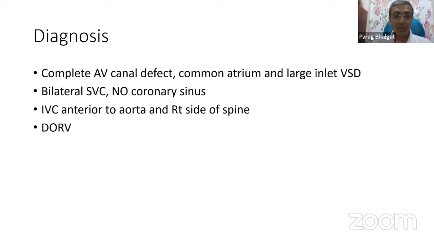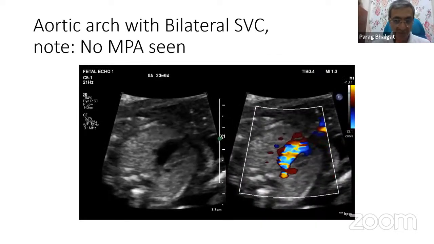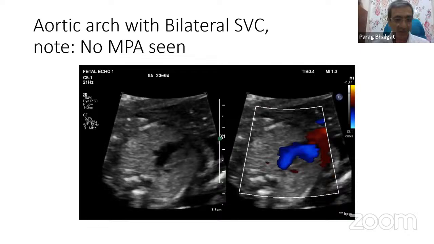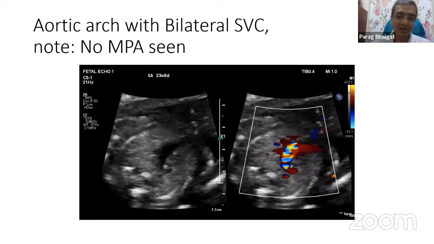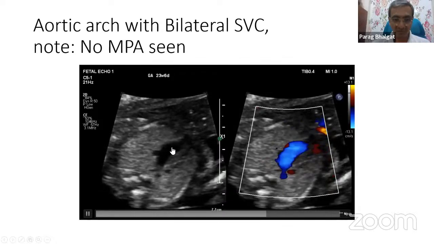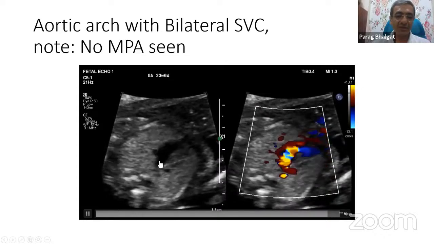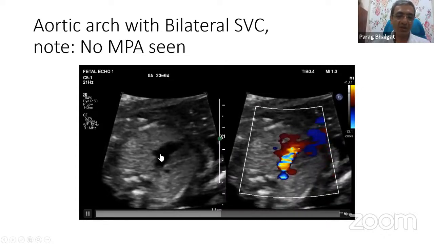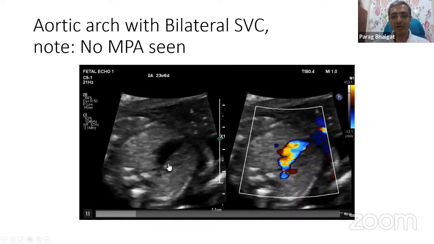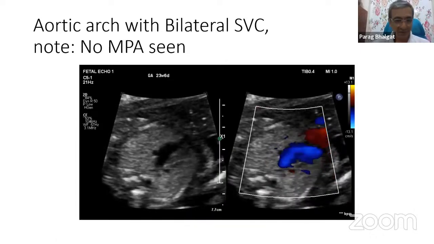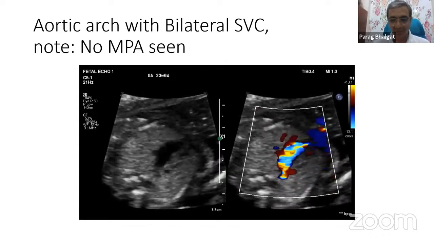So we are going to say complete AV canal with common atrium, large inlet VSD, bilateral SVC, no coronary sinus, IVC anterior to the aorta on the right side of the spine, and DORV. All these things we are going to see. So let's start. In this simple image, anybody with an understanding of three vessels can say three vessels are seen, but only one great artery and two SVCs, right and left. This is one SVC and this is the other SVC. So the aortic arch and two SVCs. The MPA is not seen.